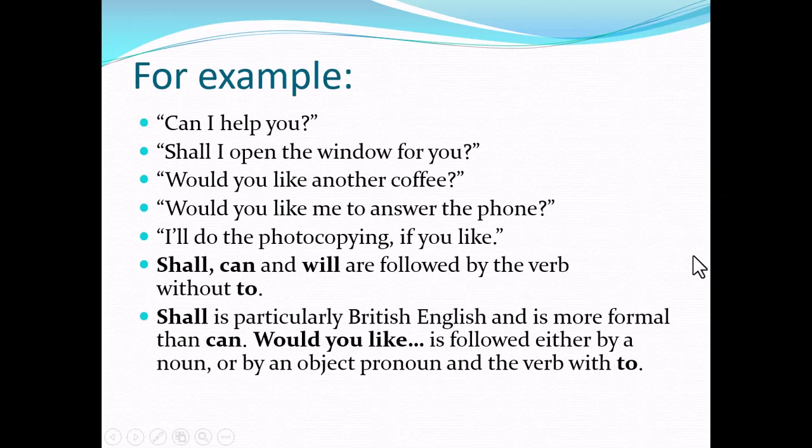For example: Can I help you? Shall I open the window for you? Would you like another coffee? Would you like me to answer the phone? I will do the photocopying if you like. Shall, can, and will are followed by the verb without to. Shall is particularly British English and more formal than can. Would you like is followed by either a noun or an object pronoun and the verb with to.